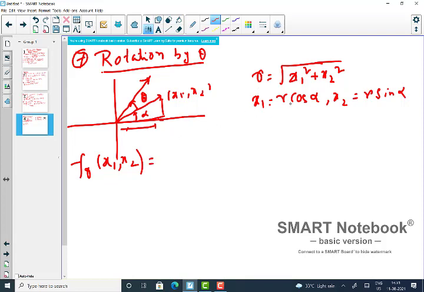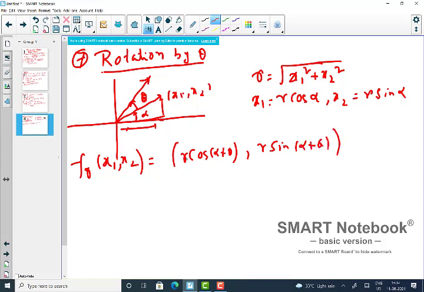Originally the angle was alpha. So the vector is (r cos alpha, r sin alpha), right? This was the coordinate of the vector. After rotation it will be r, with the angle becoming alpha plus theta. So r cos(alpha plus theta), r sin(alpha plus theta), right?